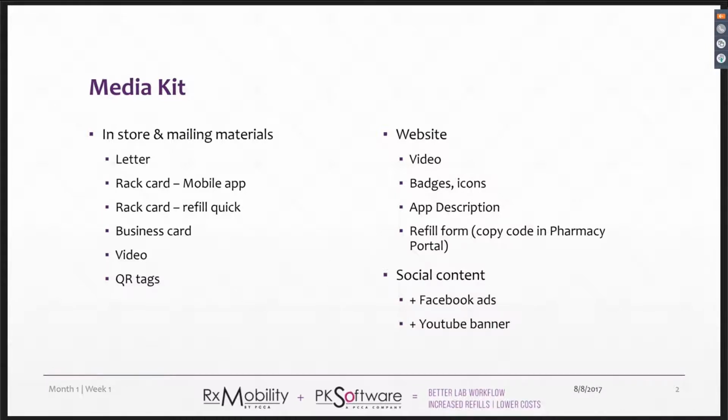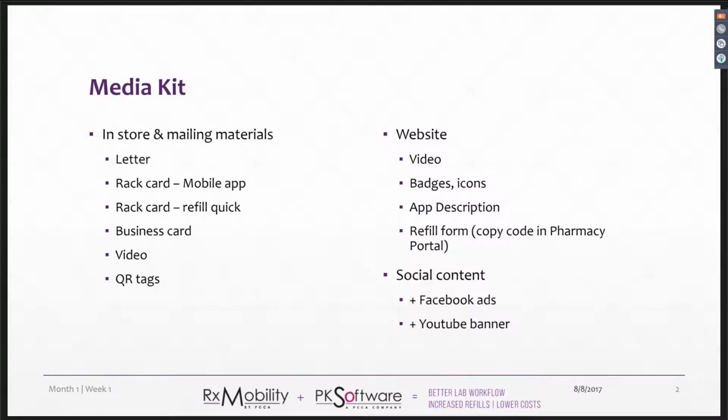So let's work through this. The media kit is something that we created based on your feedback. There are different types of assets in the media kit. There are in-store and mailing materials, so there's a letter item that you can print locally. There's a rack card, business card, video, and QR tags, mostly which you can print. Then there's some stuff for your website, which is really important, and we're going to focus on it a little bit today: things like video, badges, icons, and app description. There's a refill form that you can incorporate as well. And then there's the social content, things like Facebook ads, YouTube banner, and other things, and we're going to talk about those.